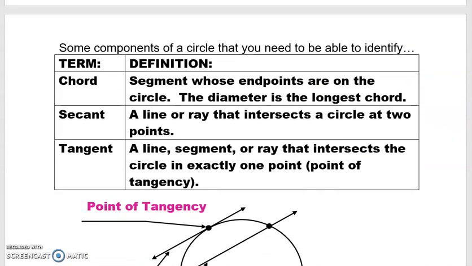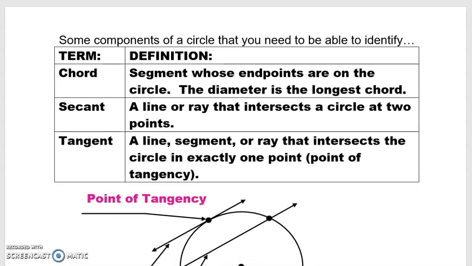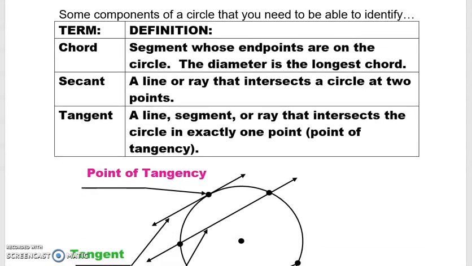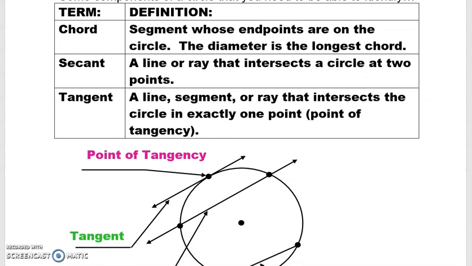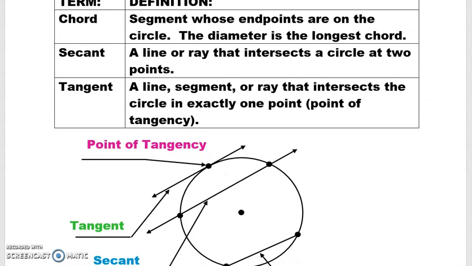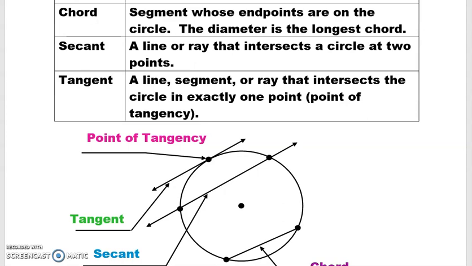Okay, some components of a circle that you need to be able to identify. A chord is a segment whose endpoints are on the circle. The diameter is an example of the longest chord. So this, from point to point, is a chord. Okay.